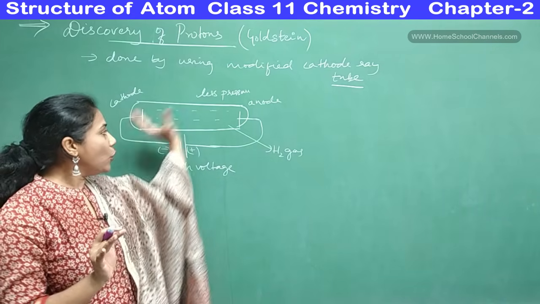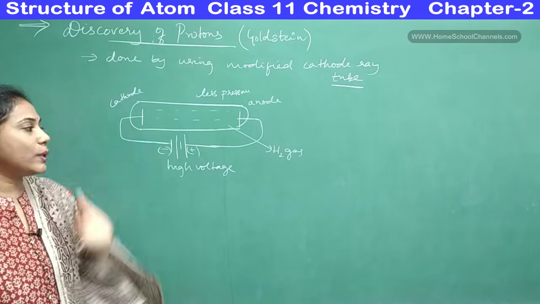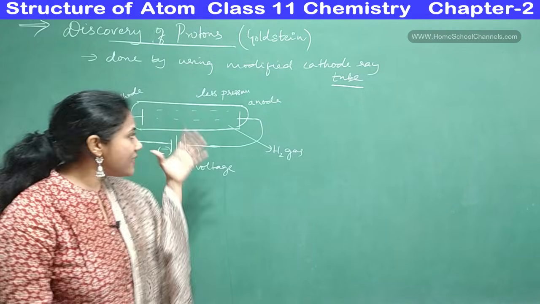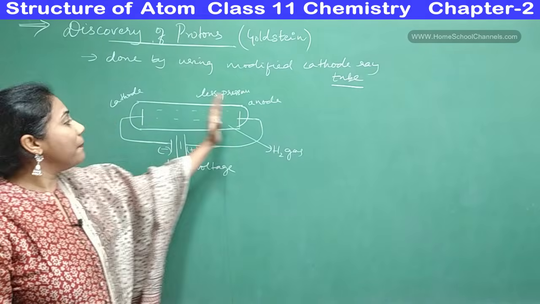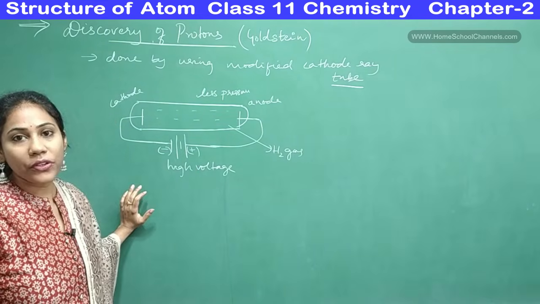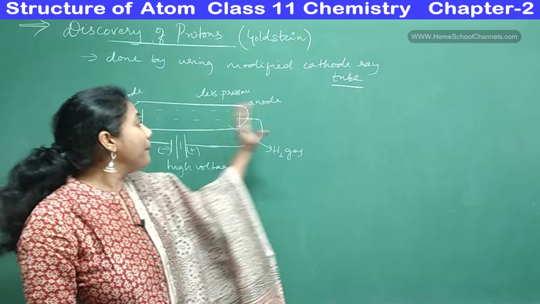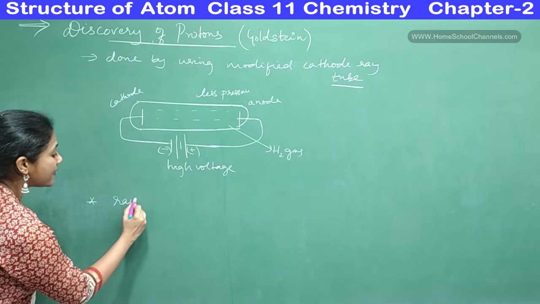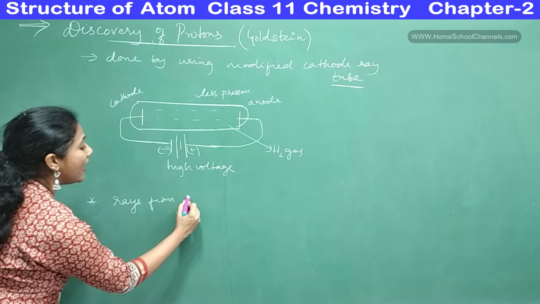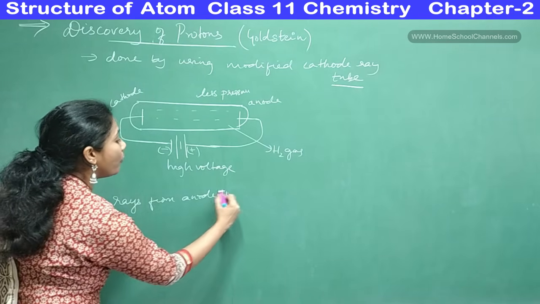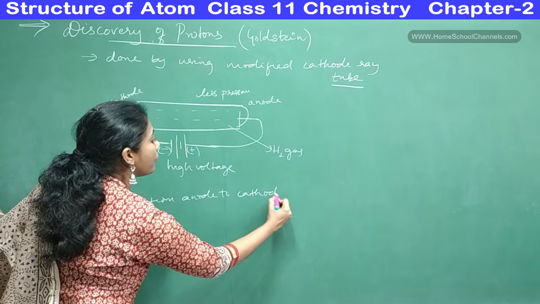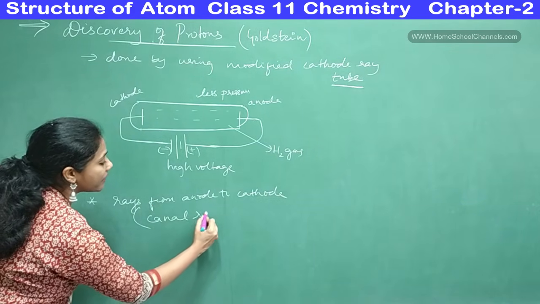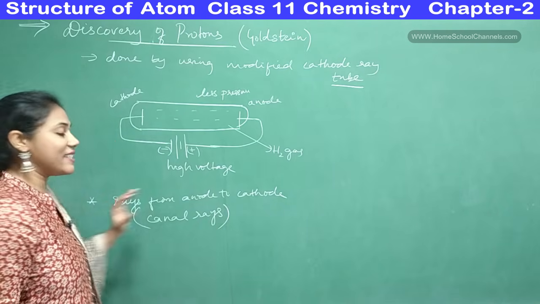When high voltage is supplied to this hydrogen gas, they started observing certain rays coming from anode to cathode. So let me write the first point: rays from anode to cathode. And initially, they called these rays canal rays.